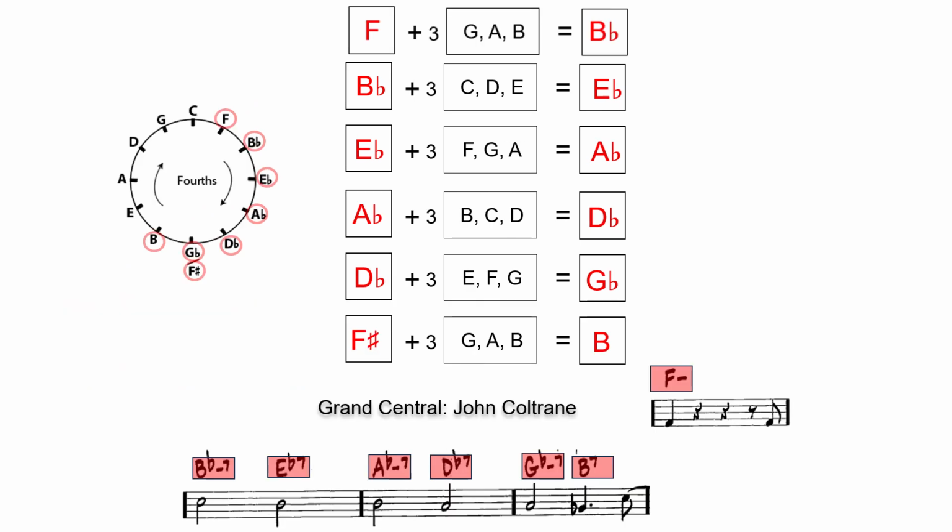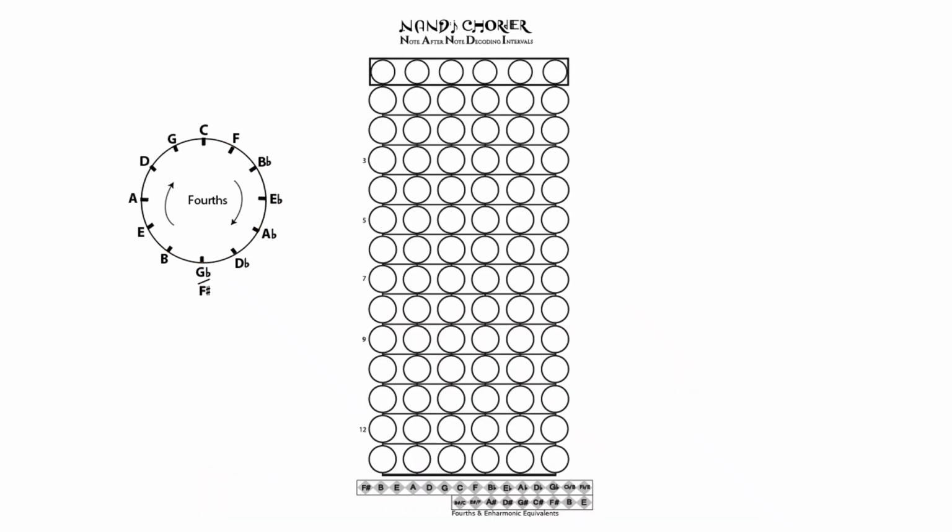Here is a progression in fourths from Coltrane's Grand Central, showing the 5 flats that follow F. G flat can also be seen as F sharp, followed by B, its fourth. Watch as we plot all the notes on the circle in fourths using the A and D strings.